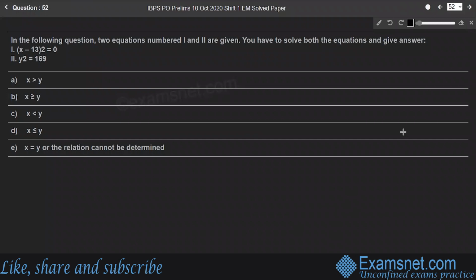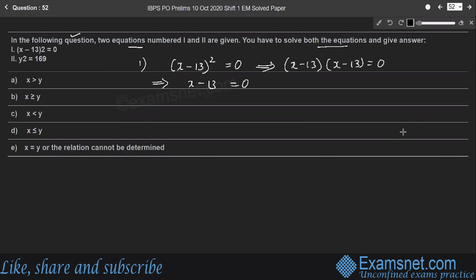Question 52. In the following question, two equations numbered 1 and 2 are given. You have to solve both the equations and give the answer. Here the first one is (x − 13)² = 0. So this implies x − 13 = 0. So (x − 13)(x − 13) = 0, right? Therefore, x − 13 = 0. So the value of x is 13.